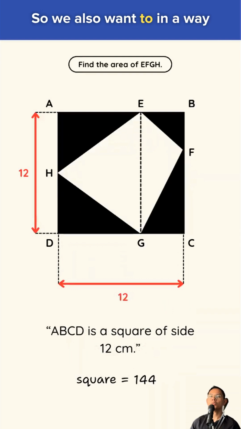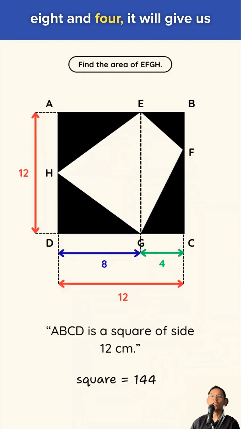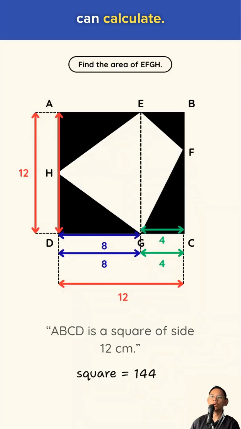So we also want to, in a way, assume the height of these two unshaded triangles. So let's say we will have 8 and the other one has 4. Why we chose these two numbers is because if we add 8 and 4, it will give us 12. So now with that said, we then can calculate.